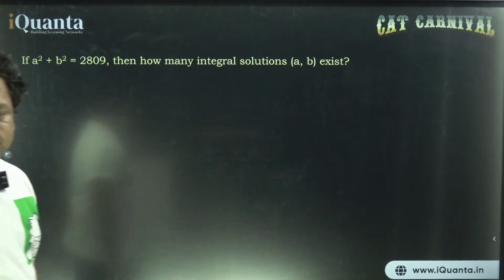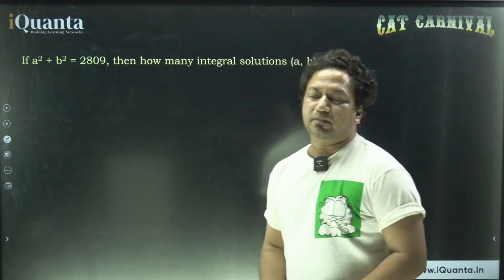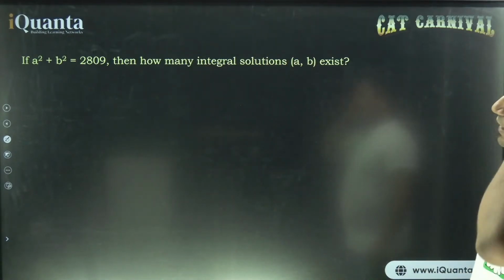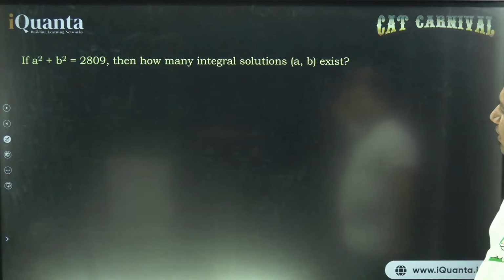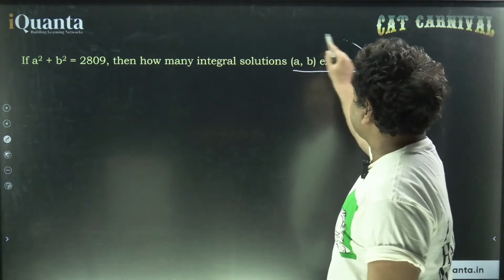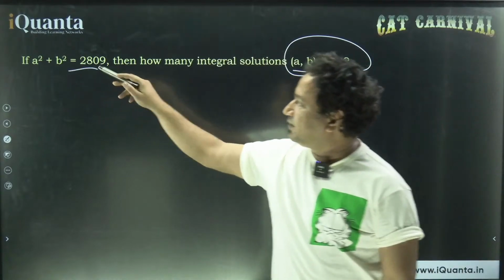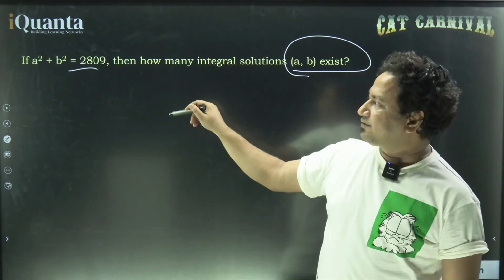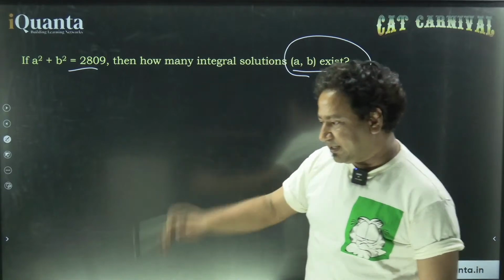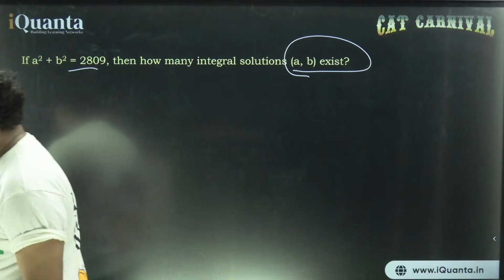This question. A square plus B square is 2809. How many integral solutions A, B exist? We have gone back to the same kind of questions. Now I have changed the values. I have taught you a lot. This is the last question for today. Once you do this, this thing will be over.